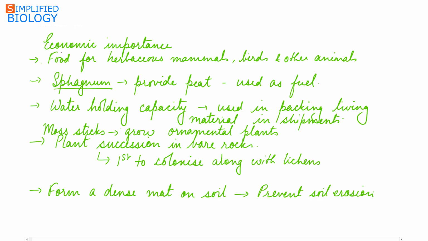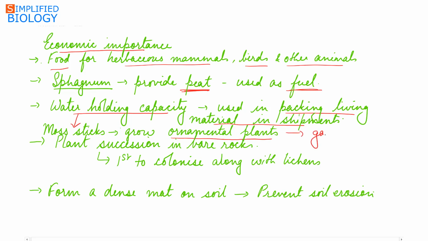Economic importance of bryophytes. They form food for herbivorous mammals, birds, and other animals. Sphagnum provides peat, which is used as fuel since many years. Due to the water holding capacity of the bryophytes, they are used in packing living material in shipments. And due to this water holding capacity, moss sticks are used to grow ornamental plants in the garden.